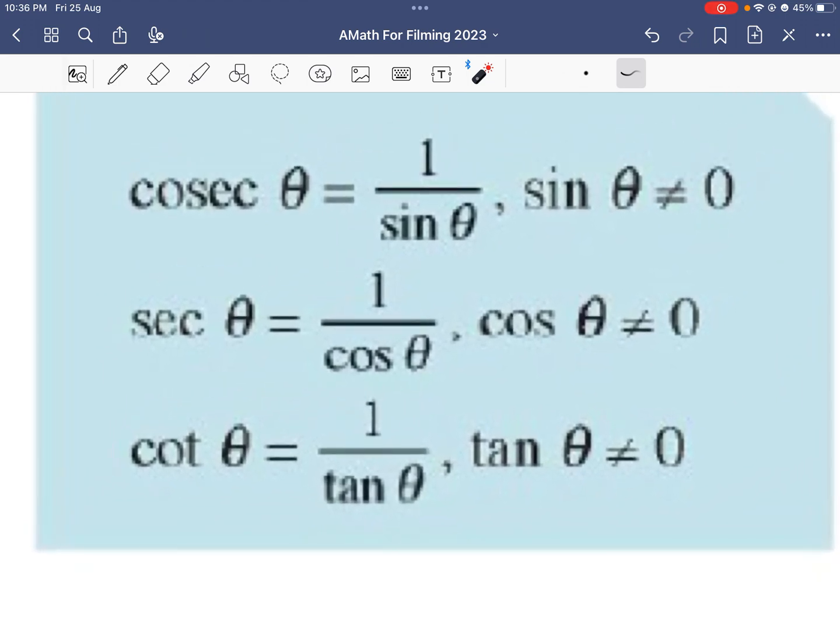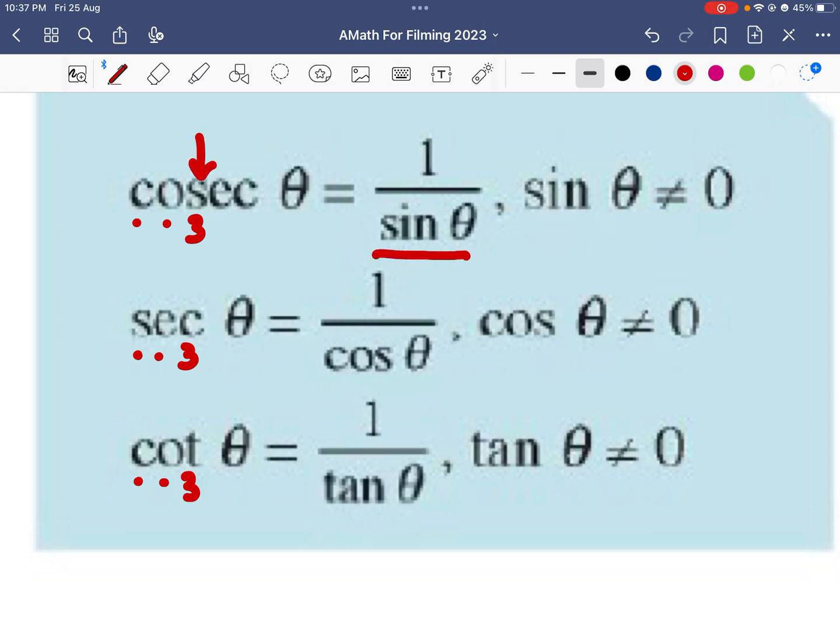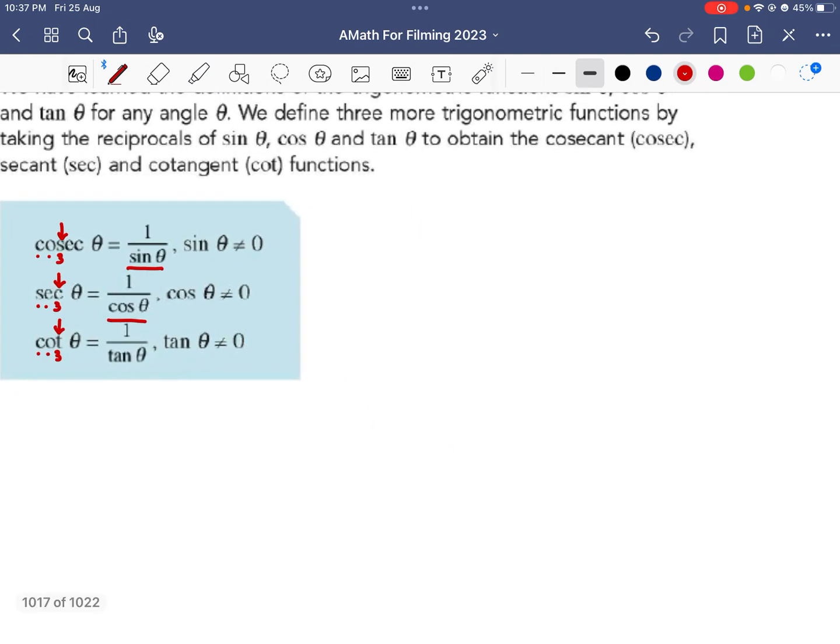Let me teach you a trick that I learned when I was a student, and I still use it now to remember this. For cosecant, secant, and cotangent, what you need to do is look at the third letter. The third letter, 1, 2, 3. So cosecant theta is 1 over, notice here is S, so it's 1 over sine theta. For secant theta, 1, 2, 3, here the letter is C, so it's 1 over cosine theta. Here cotangent theta is 1 over tangent theta.